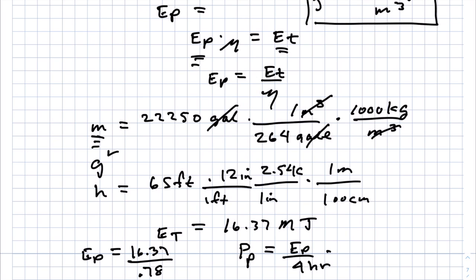All right. And then I need to get the unit conversions to work right. I need hours to be converted to seconds, so I'll have joules per second, which is watts. I know that in 1 hour there's 3,600 seconds. So when I go through that, I get 1.45 kilowatts as the answer.